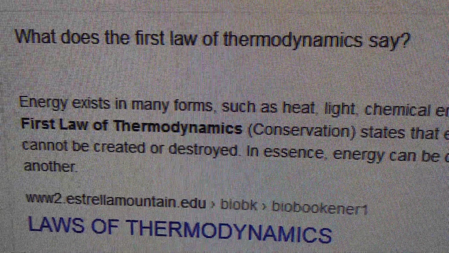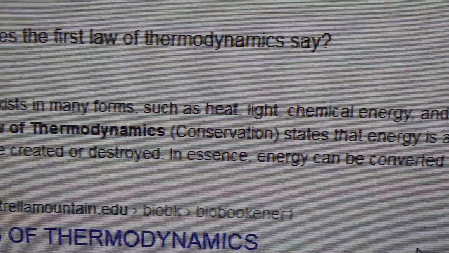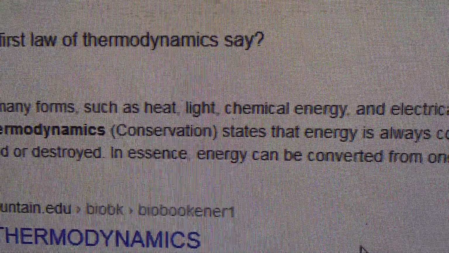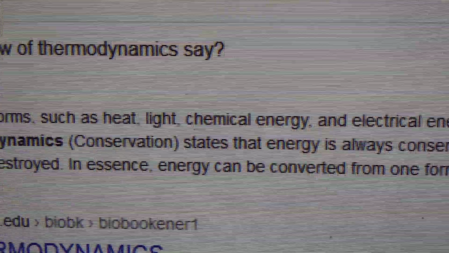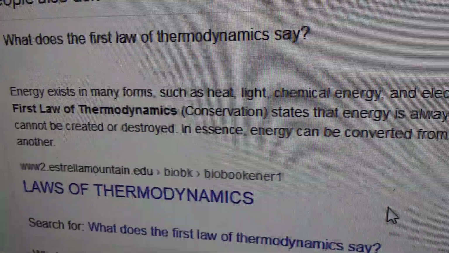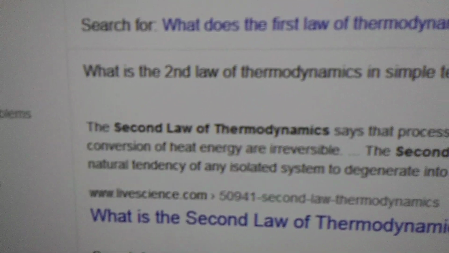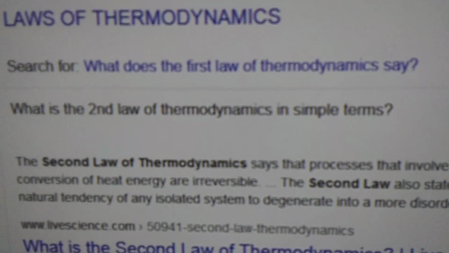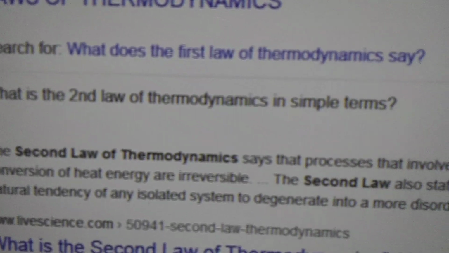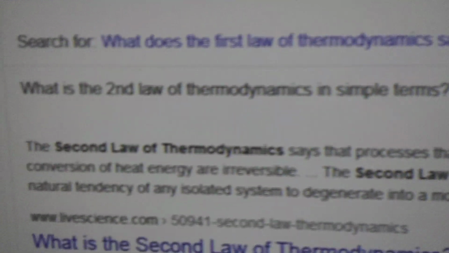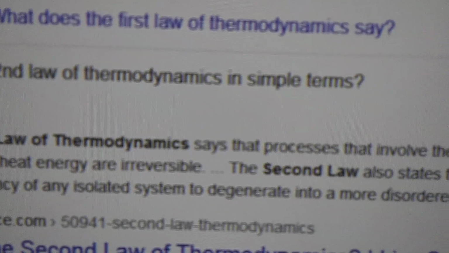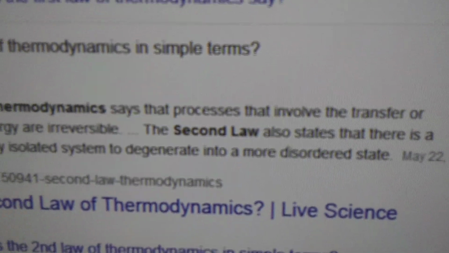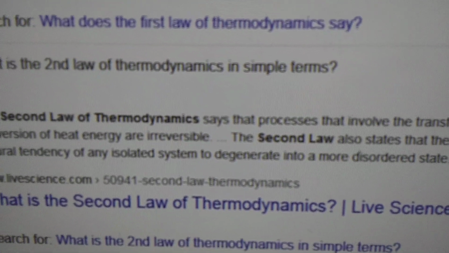First law of thermodynamics: energy cannot be created nor destroyed. In essence, energy can be converted from one form into another, and that's true. The second law of thermodynamics says that processes that involve the transfer or conversion of energy are irreversible. The second law states that there is a natural tendency of an isolated system to degenerate into a more disordered state. This is whenever the universe comes into existence.